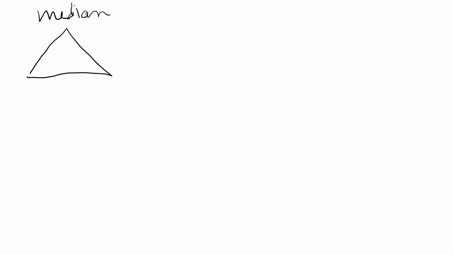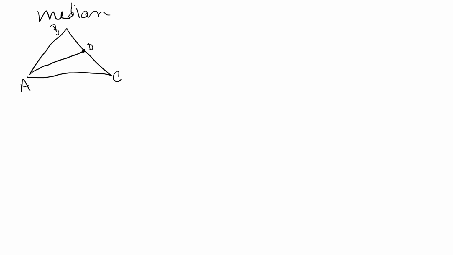A median to a triangle, if I have triangle ABC, goes from a vertex to the midpoint of the opposite side. So let's just say I want to draw a median to side BC. So I'm going to find the midpoint, and I'm going to estimate that my midpoint is right about here, and I'm going to call that D. So if I draw the median, I would draw a line that goes from A to D.